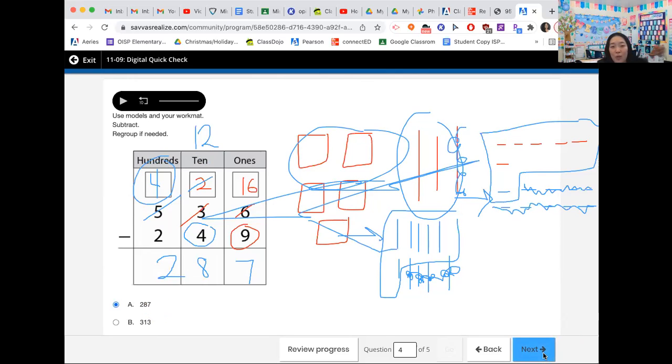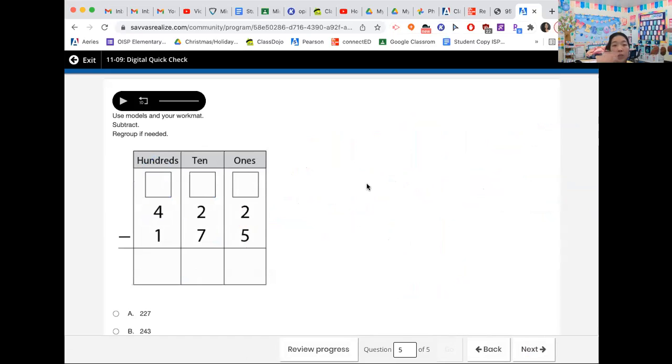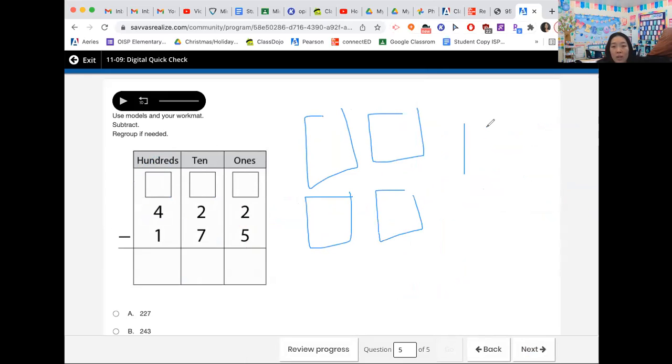We might have to do our models again because y'all need some more practice on that. All right, let's do it. We're gonna do that since it's the last question. Let's just do it with the models again. 422.